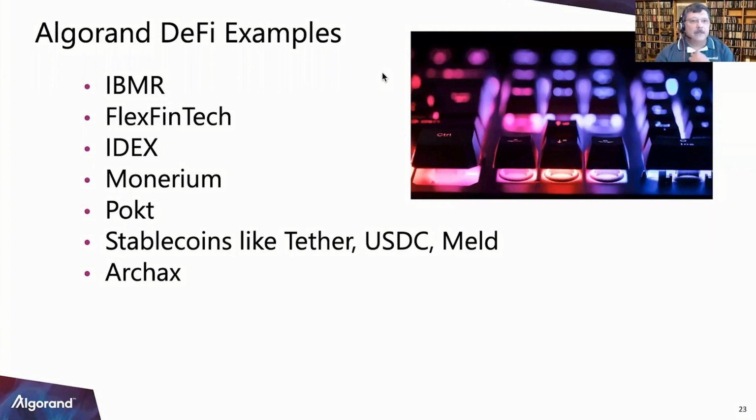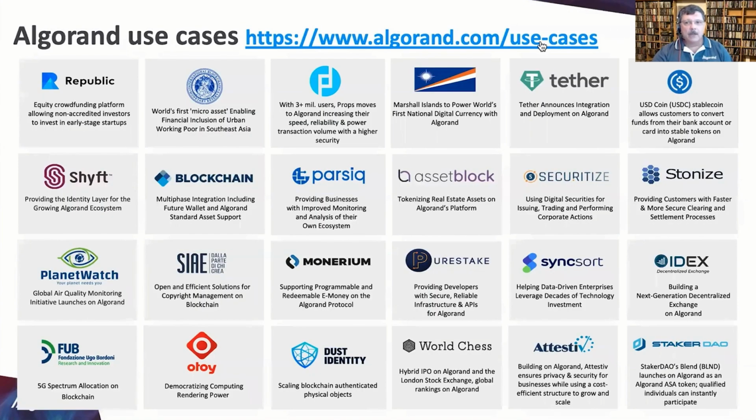Algorand DeFi examples include IDEX, Monerium, Polkadot, stable coins like we had talked about with USDC and Tether and Meld and a few others. And so those are all written up on our use case site, as well as many other ones that you see listed here. The asset block is tokenizing real estate assets, for example. So you can have multiple owners on a hotel, and you divide up the assets accordingly through tokens.